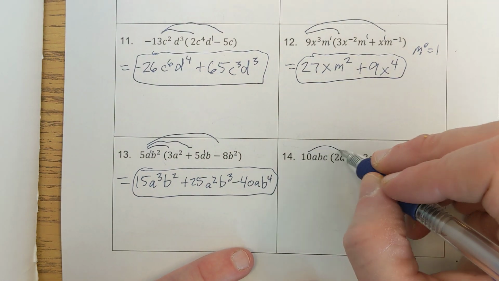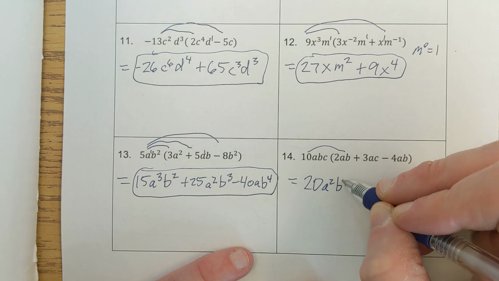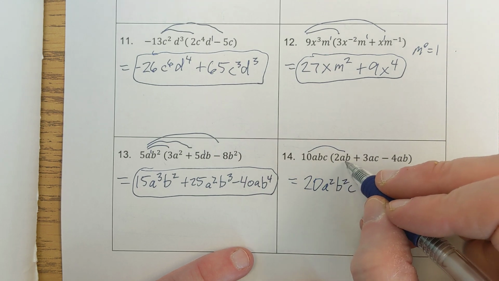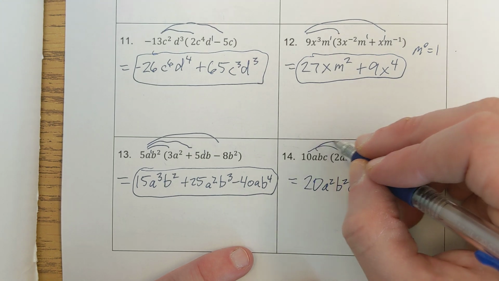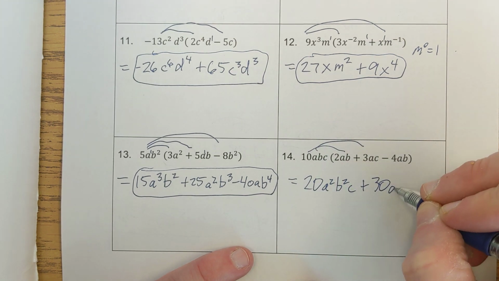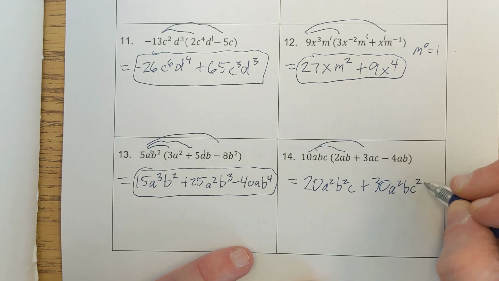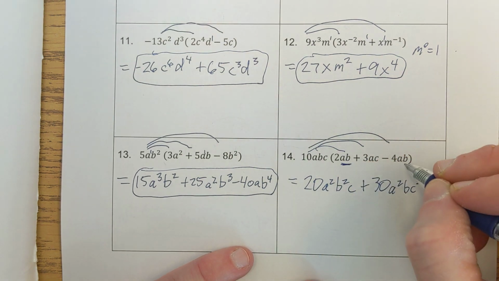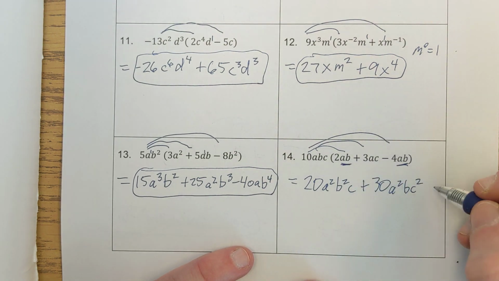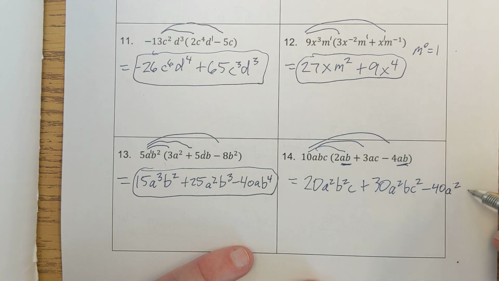All right, last one here. We get 20 a squared b squared c, because there's an ab and an ab, but no extra c, so that's why it's c to the first. Plus we're going to have 30 a squared. There's no b's, so it stays b to the first, c squared. And then last here, now notice we do have ab's that are the same. So what happens, we get minus 40, we got a squared, we got b squared, and then there's a c.